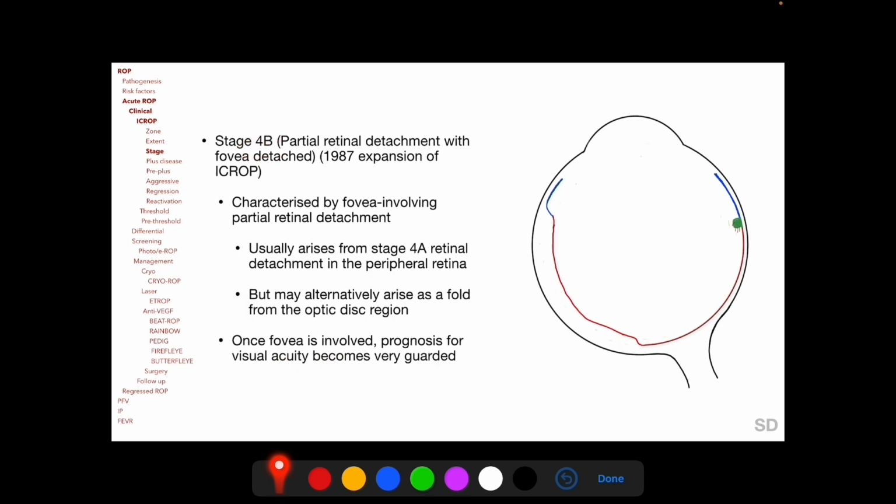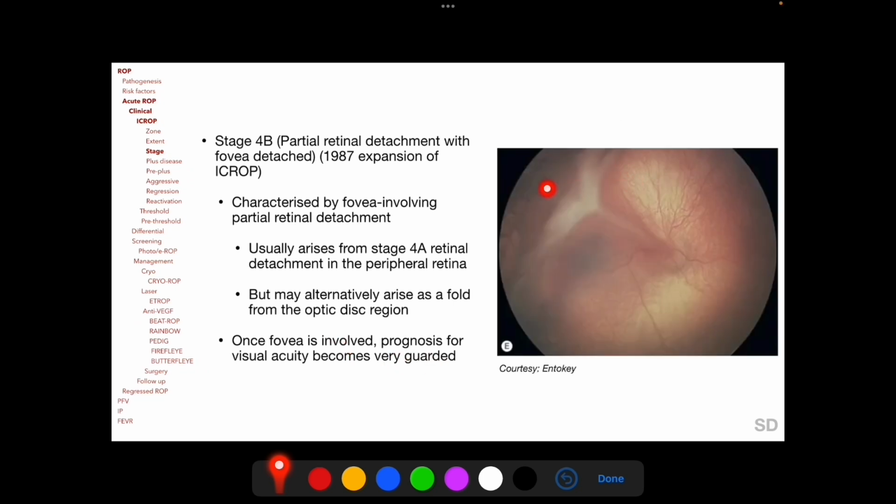Stage 4B ROP is characterized by fovea involving partial retinal detachment, which usually arises from progression of a pre-existing stage 4A retinal detachment in the peripheral retina as shown here in this diagram, but may alternatively arise as a retinal fold from the optic disc region. And once the fovea is involved in a retinal detachment, prognosis for visual acuity becomes very guarded. So this photograph shows a partial retinal detachment involving the foveal region.